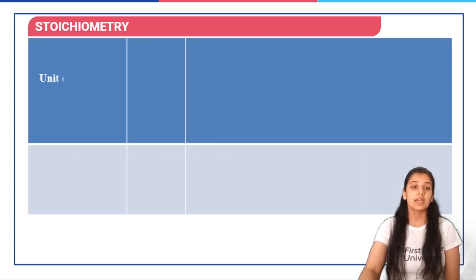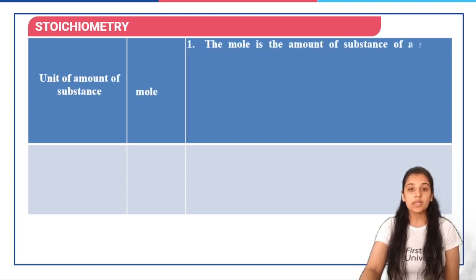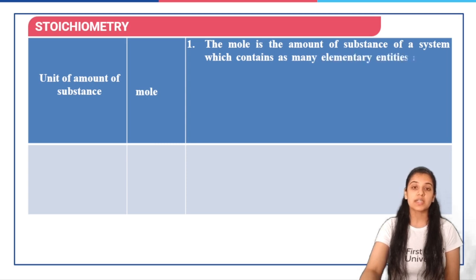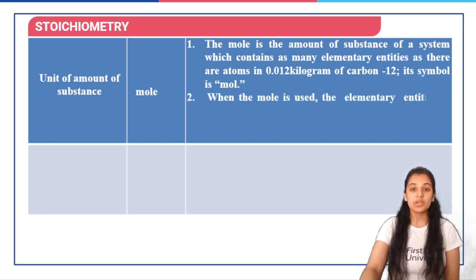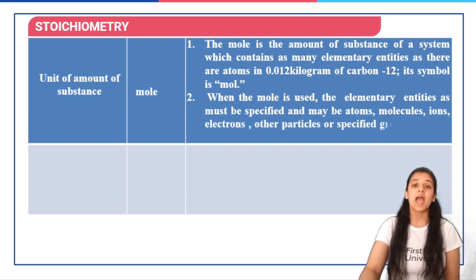That you will get to know when we are talking about the phase diagrams. Okay. Next is unit of amount of substance, that is mole. So mole is the amount of substance of a system which contains as many elementary entities as there are in 0.012 kilograms or 12 grams of carbon-12. Its symbol is mol, mole. When the mole is used, the elementary entities must be specified and may be atoms, molecules, ions, electrons, other particles or specified groups of such particles. Why am I reading it out to you?